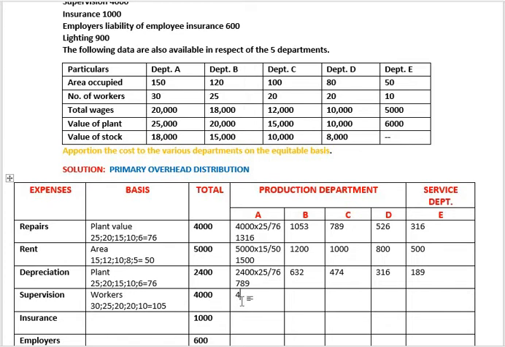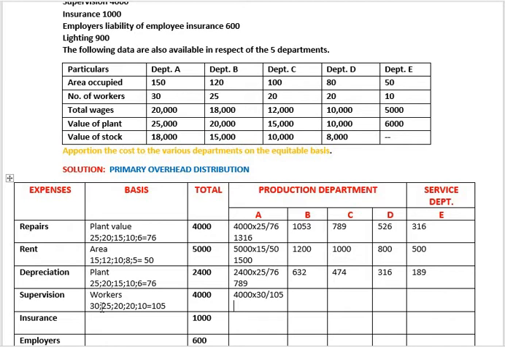So now distribute this 4,000 using this particular ratio. So how do you distribute? 4,000 into the department A, number of workers in department A, there are 30 workers. So 30 divided by total number of workers 105. So you will get 1,143. Similarly for department B, 4,000 into 25 by 105.